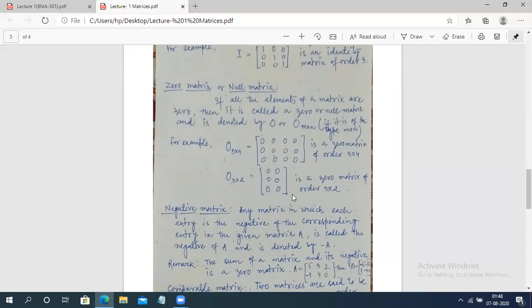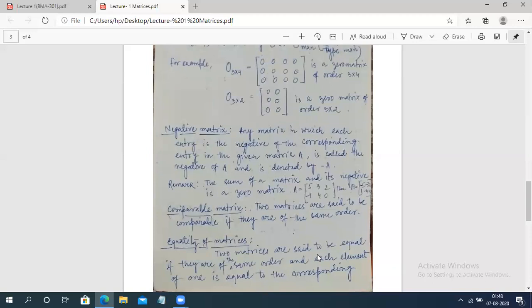Now what is a negative matrix? A matrix in which each entry is the negative of the corresponding entry in the given matrix A is called the negative of A, and it is denoted as minus A. If A is a matrix 5, 3, 2, minus 1, 4, 0, these are the elements of this matrix A. A is a matrix of order 2 by 3 because it has 2 rows and 3 columns. So this is a matrix of order 2 by 3.